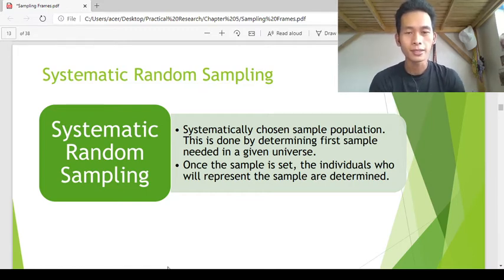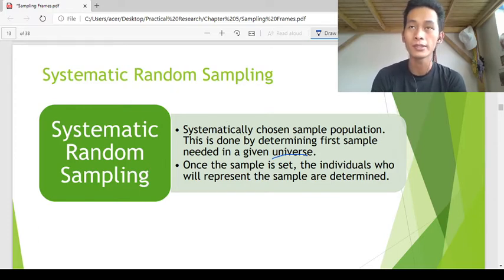It is a systematically chosen sample from the population. This is done by determining first the sample needed in a given universe. A universe is also another term for population. So the first thing in doing systematic random sampling is to determine the sample size using Slovin's formula or using a sample size calculator. So determine first the sample size. Ibutang nato pag determine the sample size is equal to 9, diba?